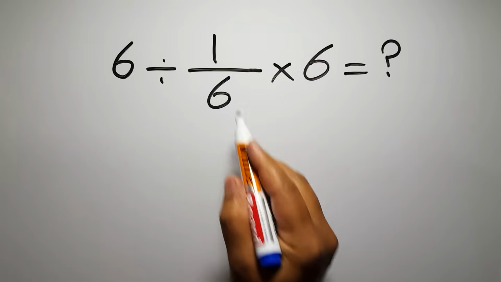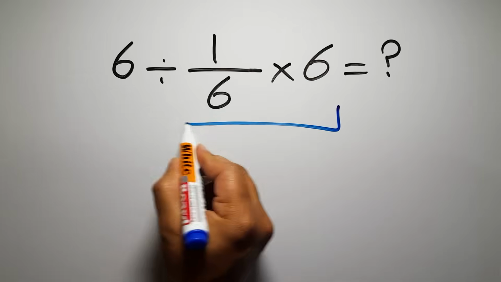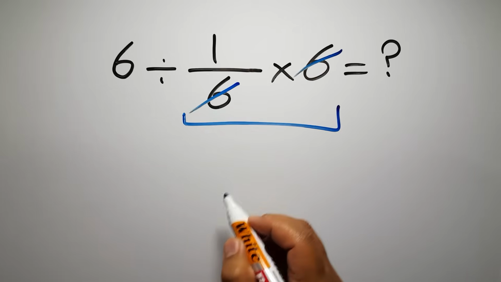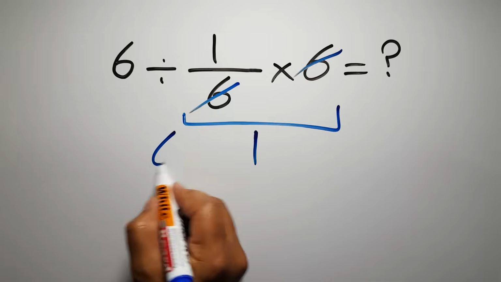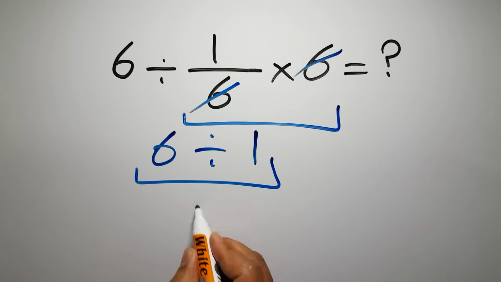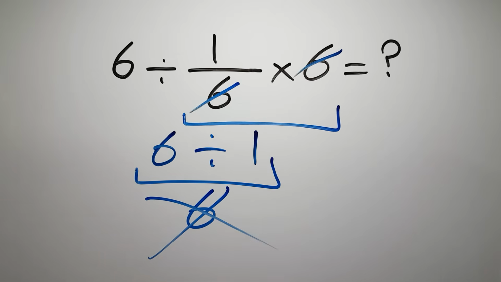First, we do this multiplication, 1 over 6 times 6. This 6 and this 6 can cancel each other. Also, we have just 1. And 6 divided by 1, which equals just 6. But this answer is not correct.